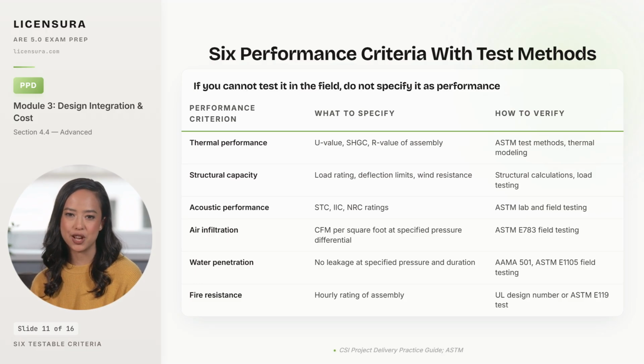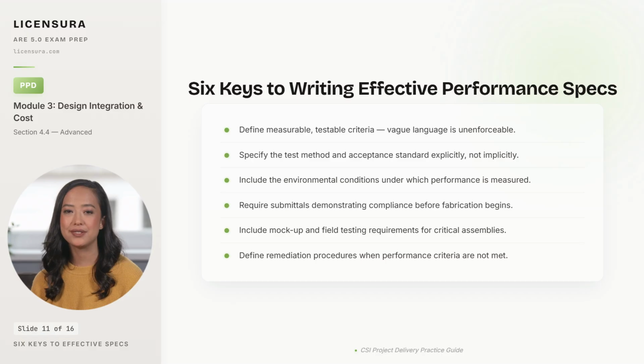6 rules separate a real performance spec from a sales brochure. Each one matters in court. 6 rules separate a legitimate performance spec from a wishful one, and the exam tests every one of them. First, define measurable, testable criteria. High-quality finish is not a criterion. 50 STC minimum is. Second, specify the test method and acceptance standard explicitly rather than implicitly, because if you do not name the test method, the contractor will choose the easiest one to pass.